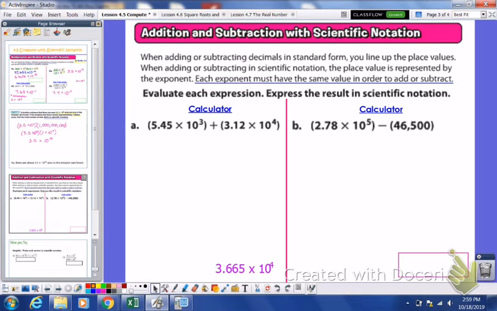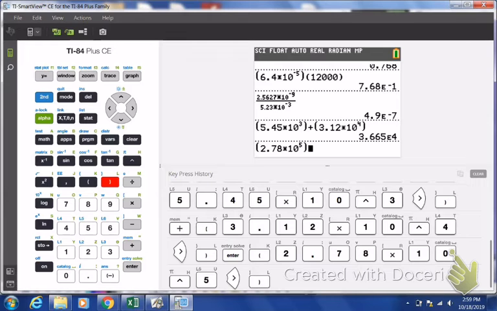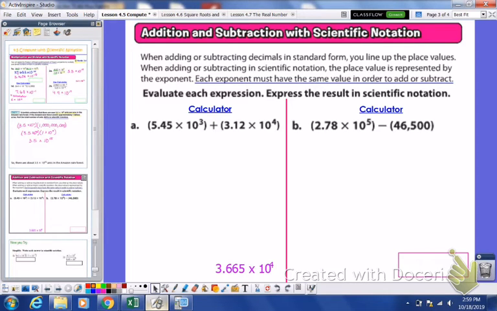But showing you on the calculators, in parentheses we have 2.78 times 10 to the 5th power minus 46,500. Double checking that exactly what's on the paper is in the calculator. And that gives us 2.35 times 10 to the 5th, leaving it in scientific notation. So 2.315 times 10 to the 5th.